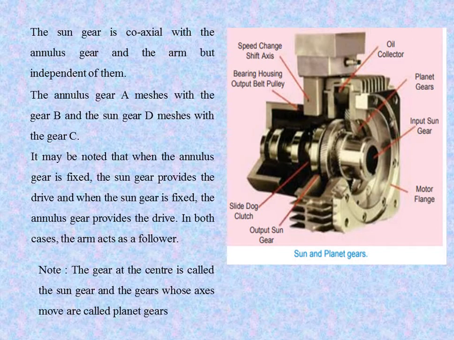The gear at the center is called the sun gear, and the gears whose axes move are called planet gears. That means the sun gear is mounted at the center, and the gears around it are the planet gears. The center gear is the sun gear, and gears whose axes move are called planet gears.